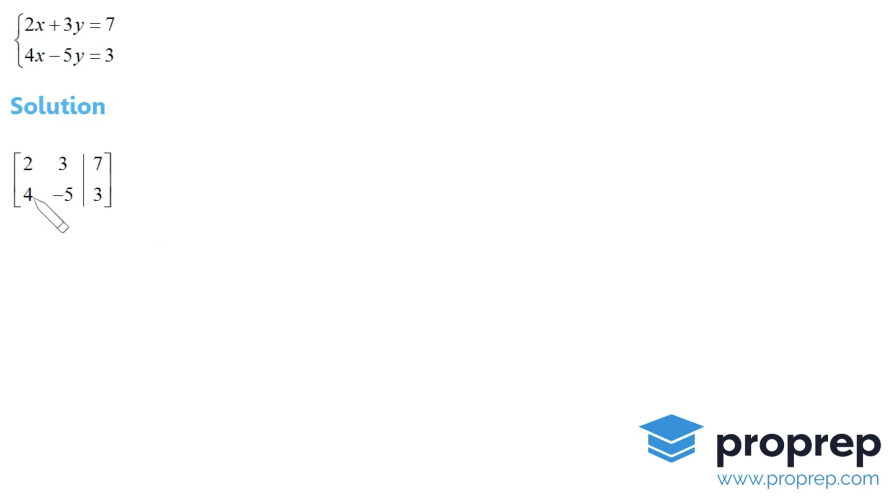I want to get 0 here, so if I subtract twice this row from this row, in other words, if I do R2, which is the second row, minus twice the first row and put that into row 2, then I'll get 4 minus twice 2 is 0, minus 5 minus twice 3 is minus 11, and so on.